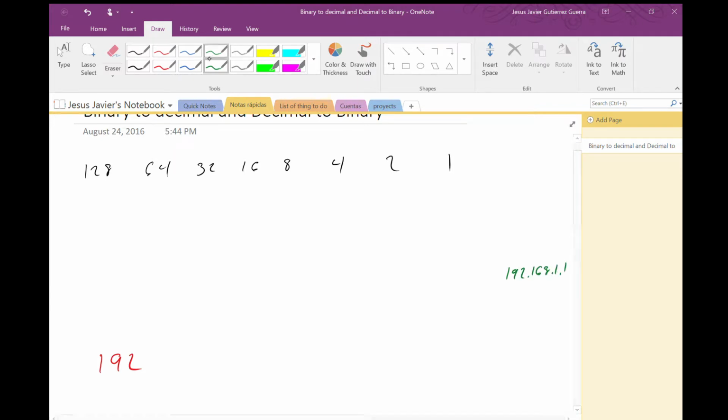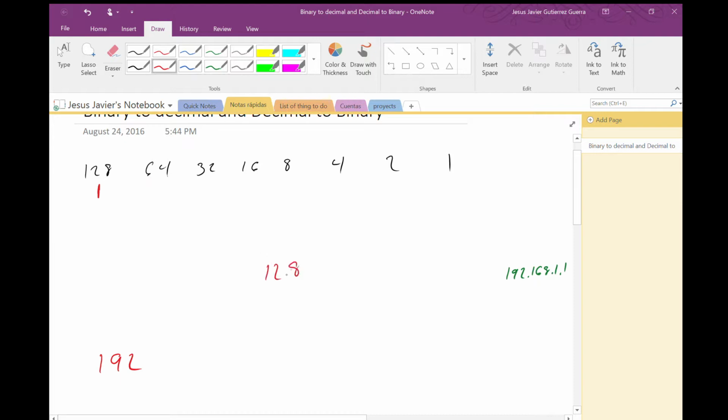Okay, so we want to find 192. Well, 192 is bigger than 128, so 1 over there. Why? Because we need the number 128 to add it to other numbers so we can have 192. Well, 192, what two numbers can we add to give us 192?